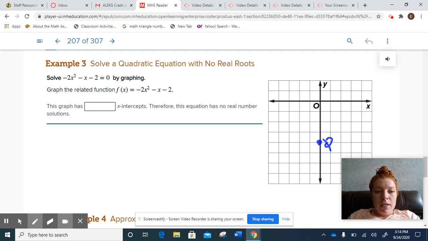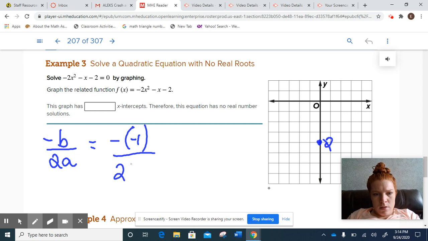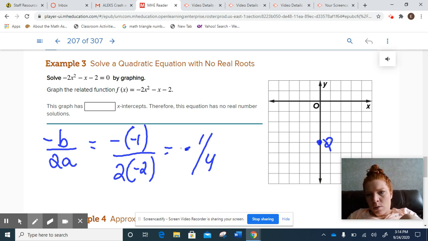I'm going to go ahead and find the axis of symmetry now. -b over 2a. b is -1, use parentheses, and a is -2. So I get -1/4. Not a great number, but we're going to kind of do the best we can with it. There's a 4th. And I'm going to flip this guy over.